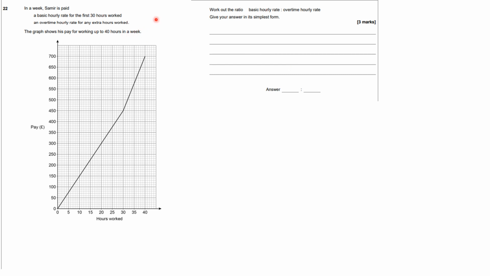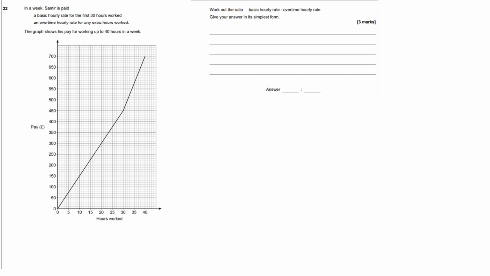Okay, so the next question says, in a week, Samir is paid a basic hourly rate for the first 30 hours worked, and then an overtime hourly rate for any extra hours worked. And the graph shows his pay for working up to 40 hours in a week. So this bit is the hours worked, which you see goes up to 40, and this is the pay. So the question says, work out the ratio of basic hourly rate to overtime rate and give your answer in its simplest form. So let's have a look.